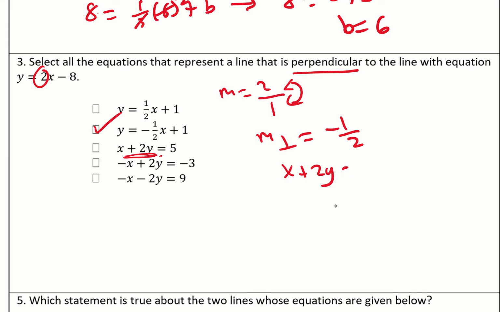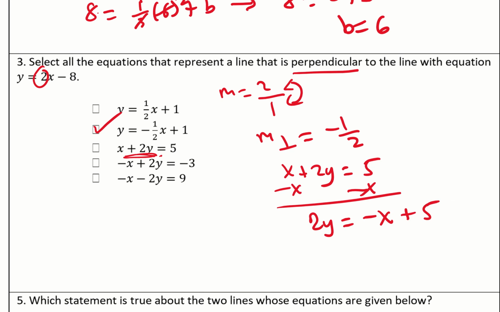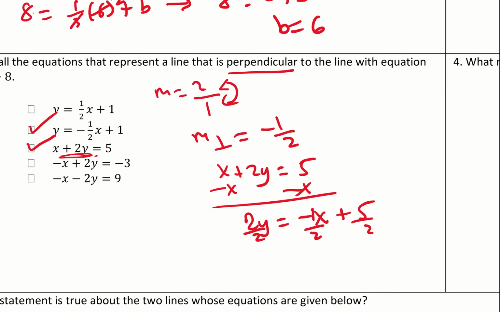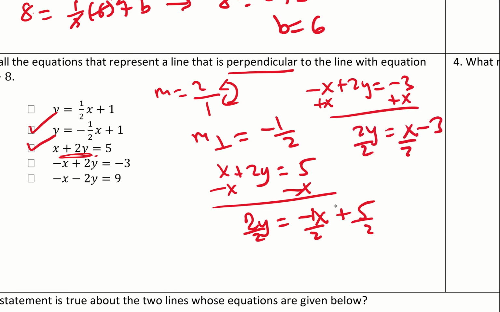So let's look at this equation, solve for y. So get rid of that x there, move it out, and then divide by 2. And yes, that becomes an invisible negative 1/2. So yes, that becomes negative 1/2 for the slope. Let's look at this next equation, negative x plus 2y. If I move that over, then that becomes plus x. But then if I divide by 2, that becomes a half, not negative 1/2, right? So that cannot be it.